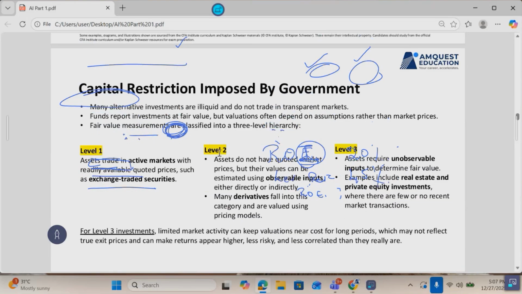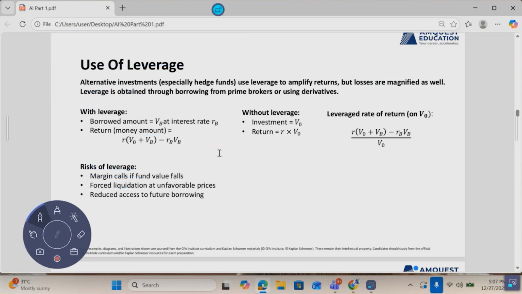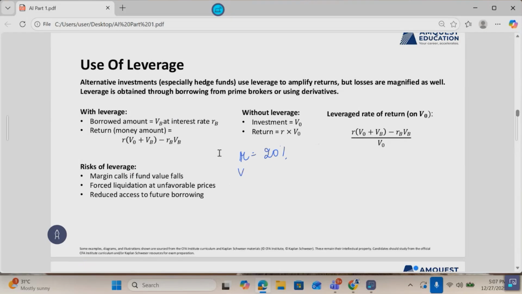Any questions on that? Want a quick example on this? Let's do without leverage. Let's say I made a return of 20%, and the value I invested is 100 million. So obviously without leverage, the formula is simple, R into 100 million, right? So what's the return I made? It is 20% times 100, which is 20 million. That's your answer. That's how simple it is. But now come to leverage return.